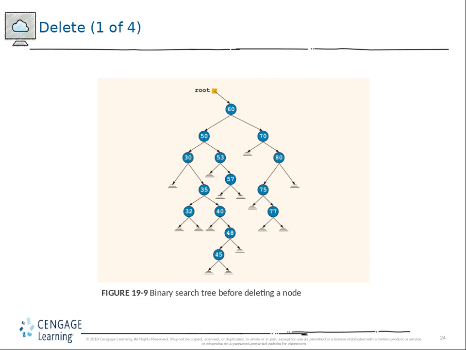What do we do next? We evaluate the value against its current value. Is it greater than or less than? Less than. So we're going to look to the left. Is there a node there? Yes. So now we need to go to that node.